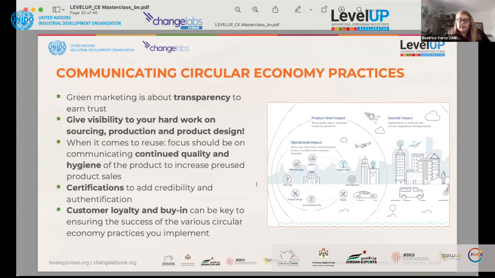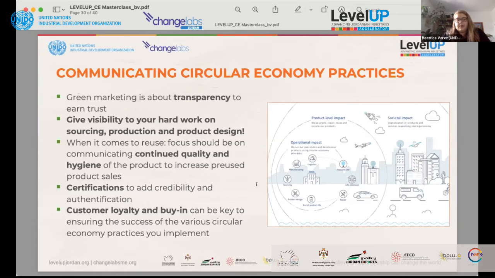When it comes to reuse and communicating that, it's very important to communicate continued quality and hygiene of the product when the product is recovered and resold, because I think a lot of people can identify with the concern about whether, when that product is recovered, it retains the same quality, is it clean? So if that is a model that you're going for, it's very important that you emphasize those specific aspects in your communications. Of course, certifications do add credibility, and as part of being transparent, it's probably one of the most effective ways of going by a third-party certification to communicate the principles behind your sustainability strategy.